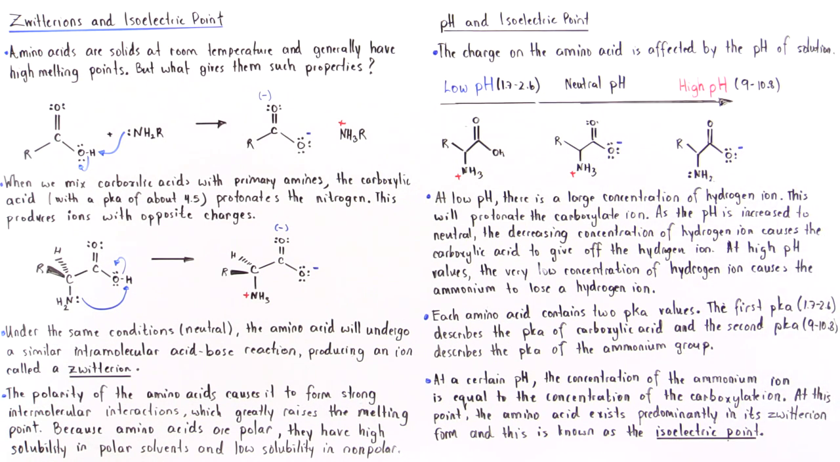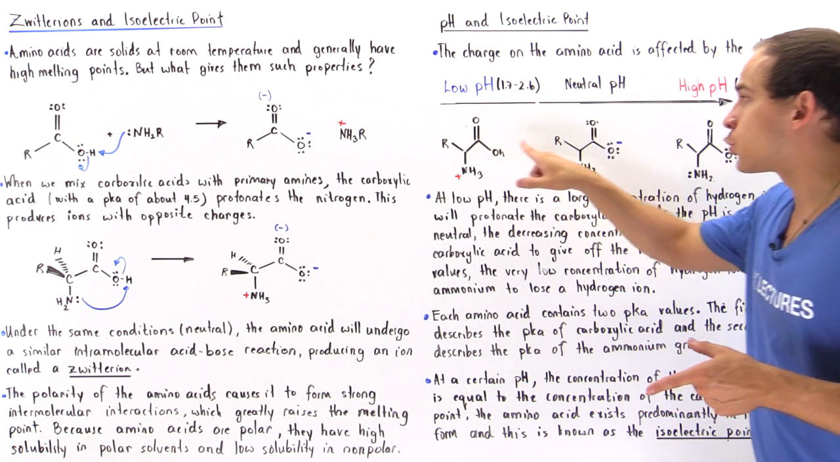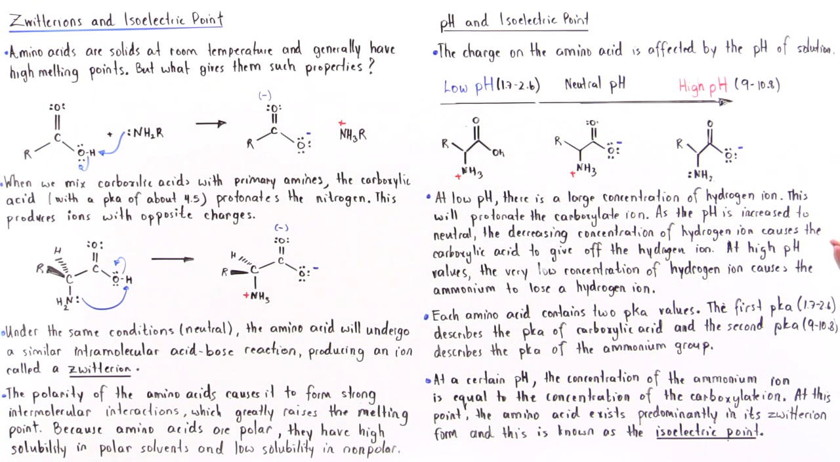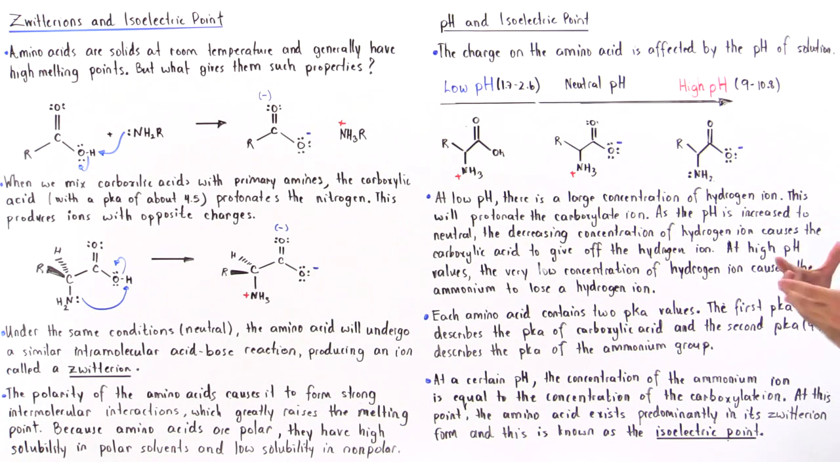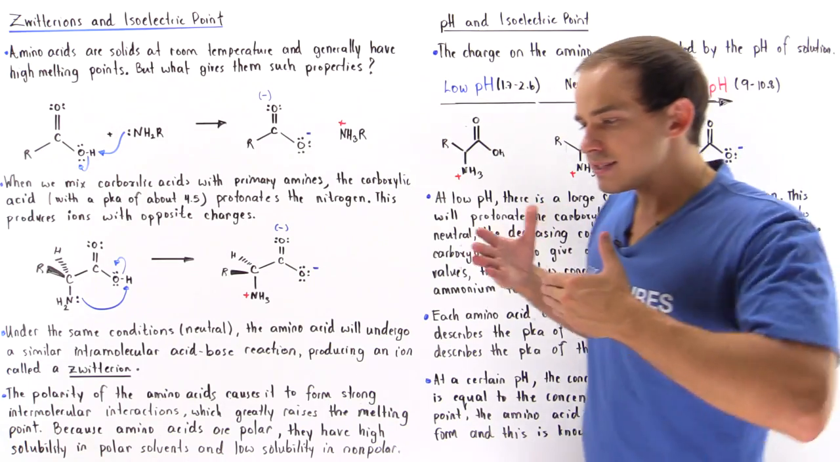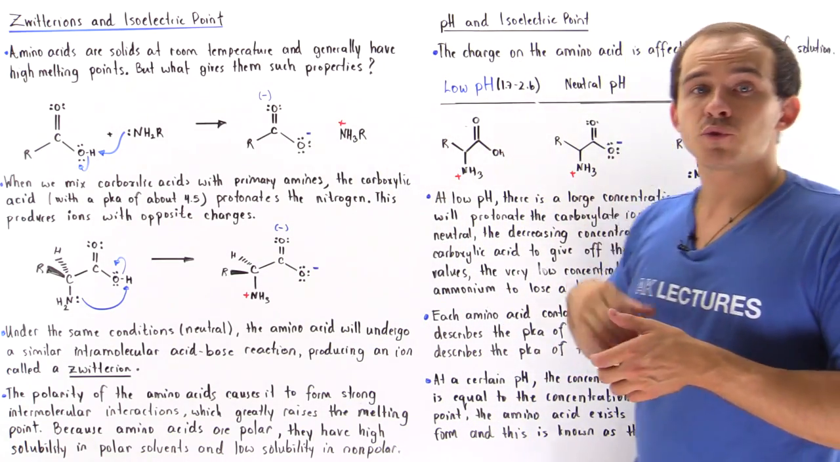Now, in the next lecture, we're going to discuss how the R group can also affect the charge on our amino acids. And we're going to discuss how we can use the isoelectric point to basically undergo a process known as electrophoresis.